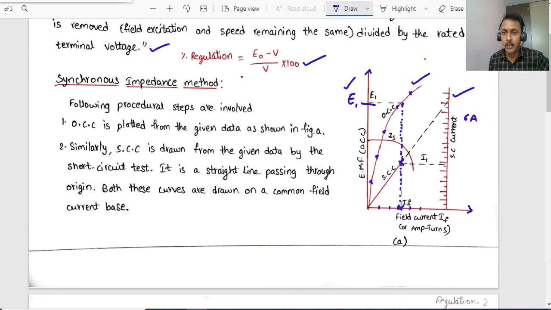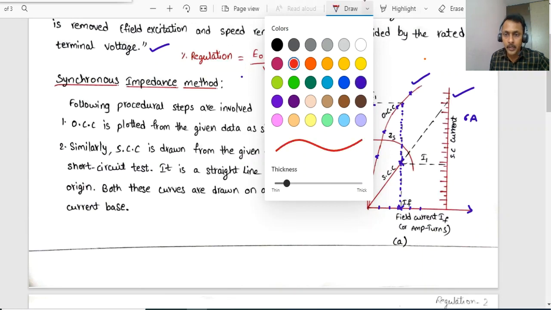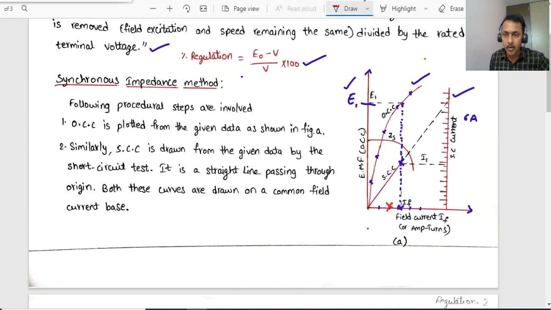Of course, some people will consider some random value of the field current, and for example, if they project it from some particular random value, then this one will be the value. But this is not a better practice. Better consider the field current from the short circuit test where you get the rated current of the machine. Right? This is one common mistake that most of the students commit.